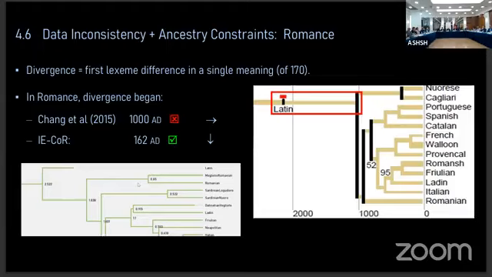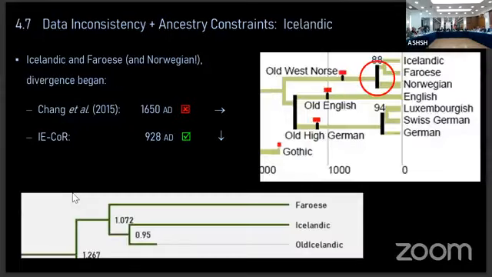There was zero divergence across the whole of the former Roman Empire for 1,000 years. And then suddenly in 1000 AD, the Romance family starts happening, which doesn't work either. And I know exactly why that happened, and it's for the same reason of bad data plus ancestry constraints. So we got a date of beginnings of divergence at 162, which is actually fairly accurate.